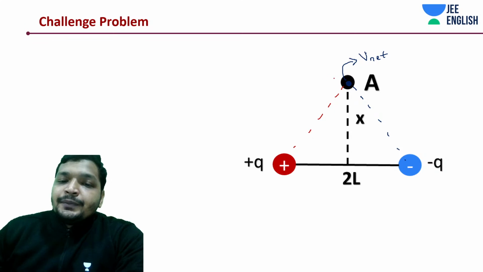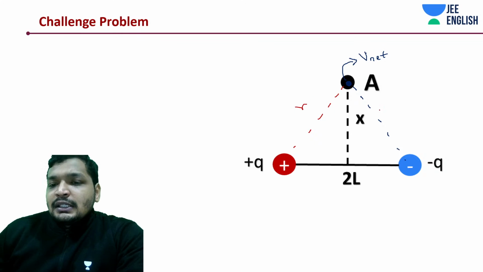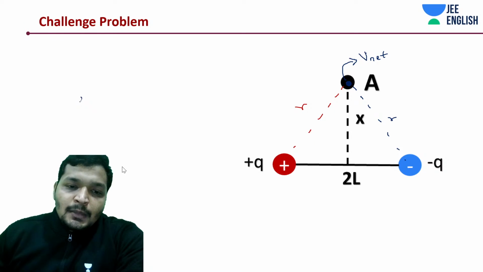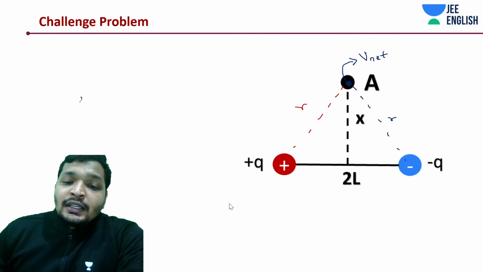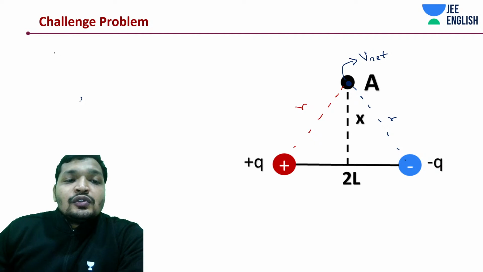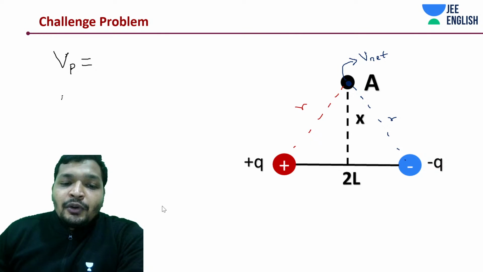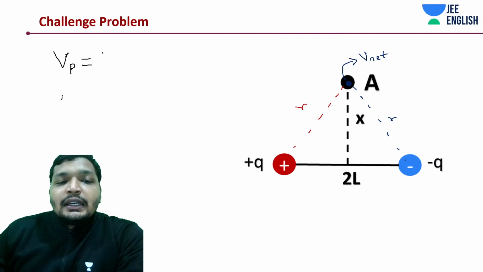Negative or positive? So both of them are at distance r and r. I guess some of you already have that answer in mind. So V net or V dipole is going to be V positive plus that of V negative.